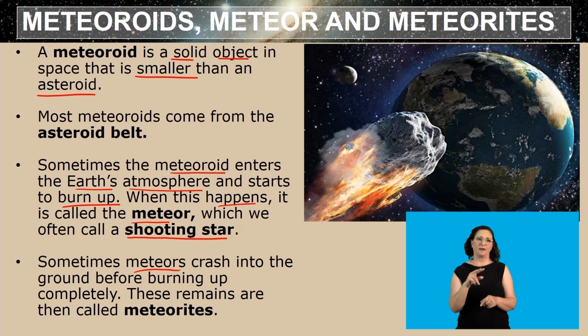Sometimes the meteors can crash into the ground before burning up completely. When they crash to the ground on the surface of the Earth, they are no longer referred to as meteors. These remains are then called meteorites. The remains of the meteor, when it enters the atmosphere and reaches the surface of the Earth, are no longer referred to as a meteor. It then becomes a meteorite.